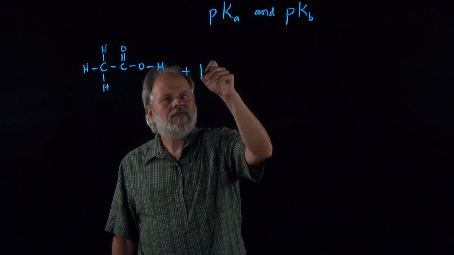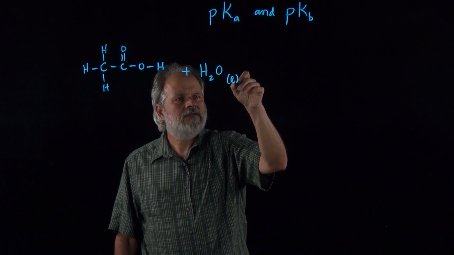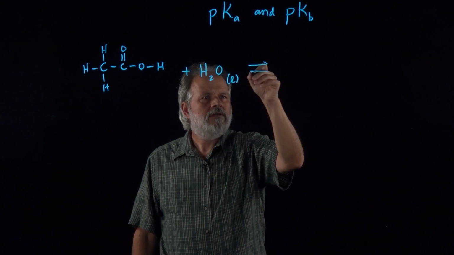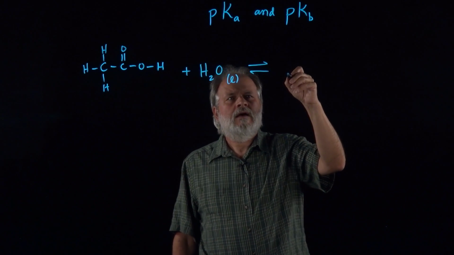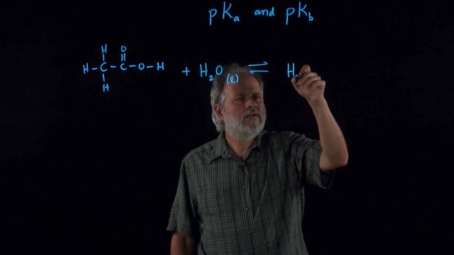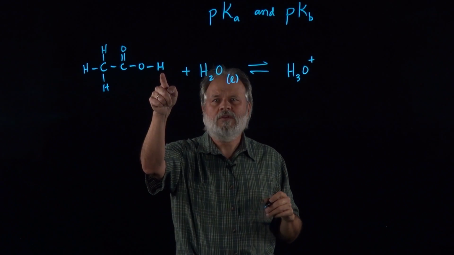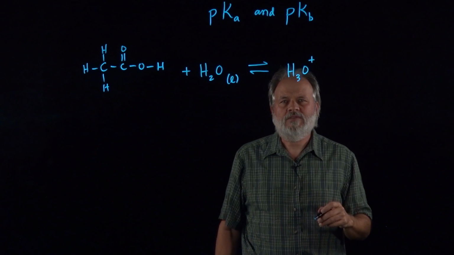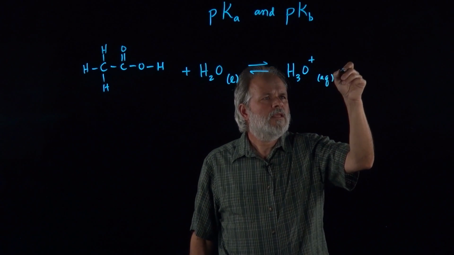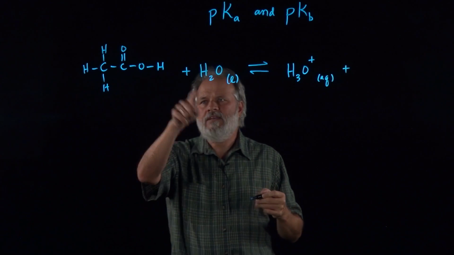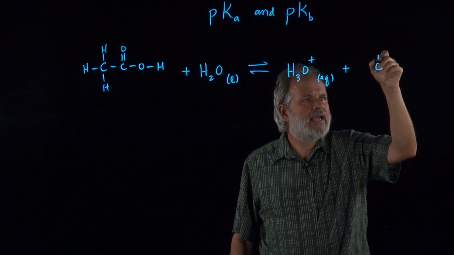When combined with water as a reactant, there will be an equilibrium between protonated water. So the acetic acid has transferred this proton over to here to form H3O+ hydronium, plus whatever's left over after the H+ leaves. And what's left after the H+ leaves is acetate.